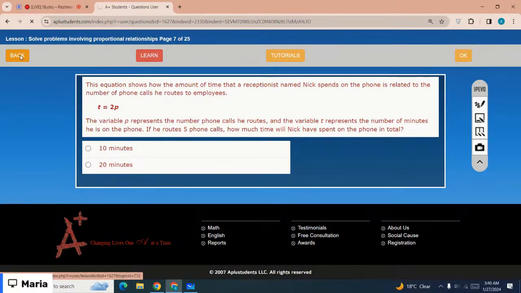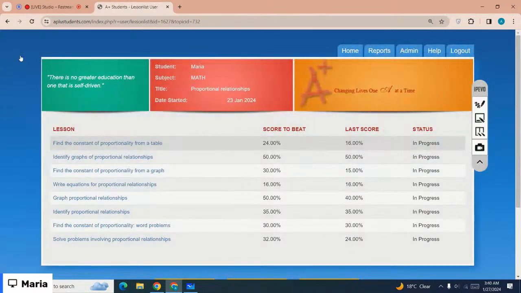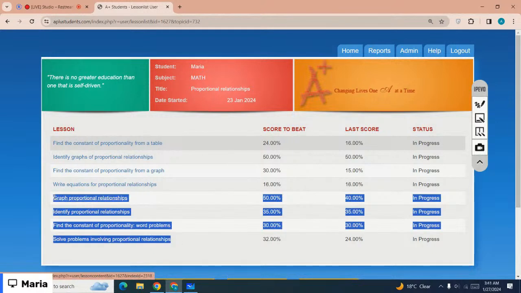So we were working on grade 7 math. The chapter we're working on is proportional relationships, and the lessons we have covered today are graph proportional relationships, identify proportional relationships, find the constant of proportionality, word problems, and solve problems involving proportional relationships. So please make sure before the next session you complete all the practice questions for the lessons we did today. That is your homework until the next session, right?